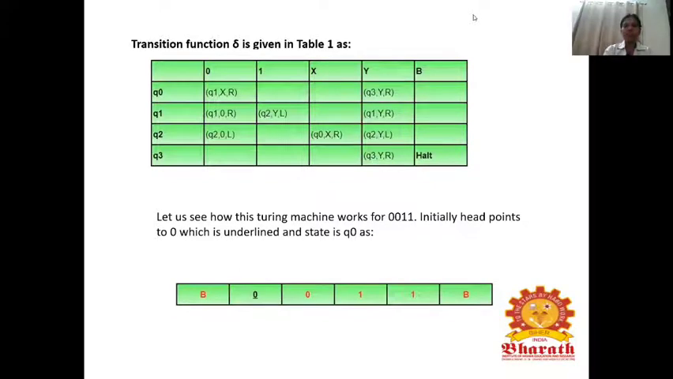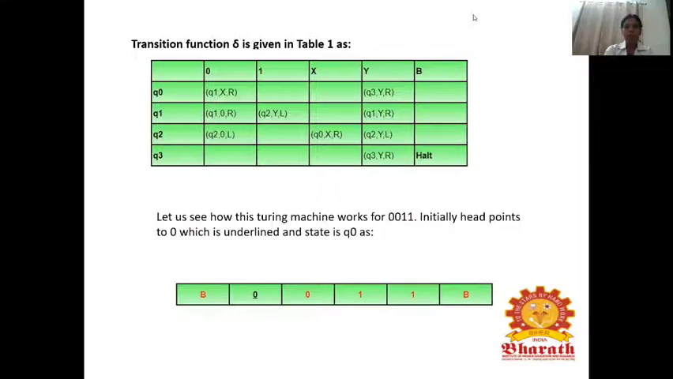This is the transition function table which is given for us to do the problem. Here there are 4 states, Q0, Q1, Q2, and Q3, and the inputs here are 0, 1, X, Y, and B. These are the transition functions given. For example, if the current state is Q0 and we receive the input 0, then the transition goes from Q0 to state Q1, and it will change the input to X, and then R. R means it is going to move to the right.